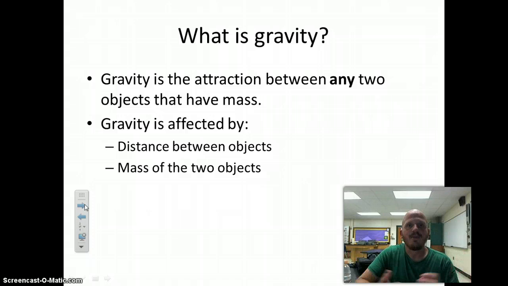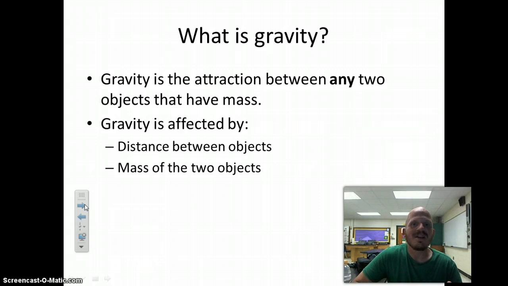Now, for us, one of the objects we have to consider the mass of is the Earth. If the Earth was bigger, the gravity would be stronger, as in our attraction to the Earth would be stronger. We'd feel like we were heavier than we really were. Now, if the Earth was smaller, we would feel lighter than we were because gravity is weaker between smaller objects.